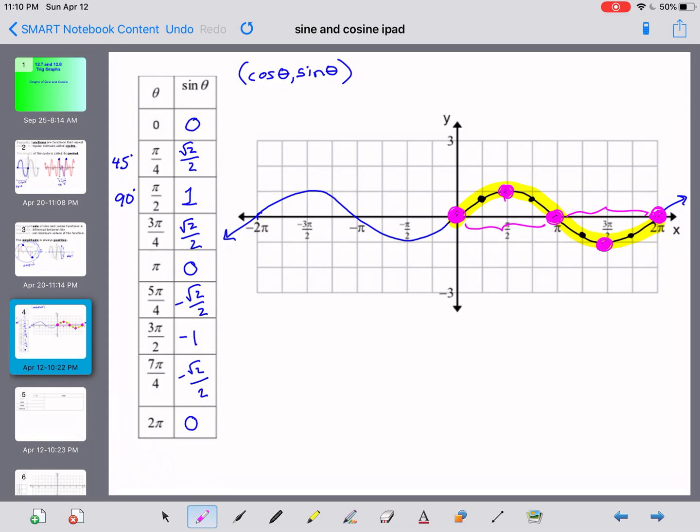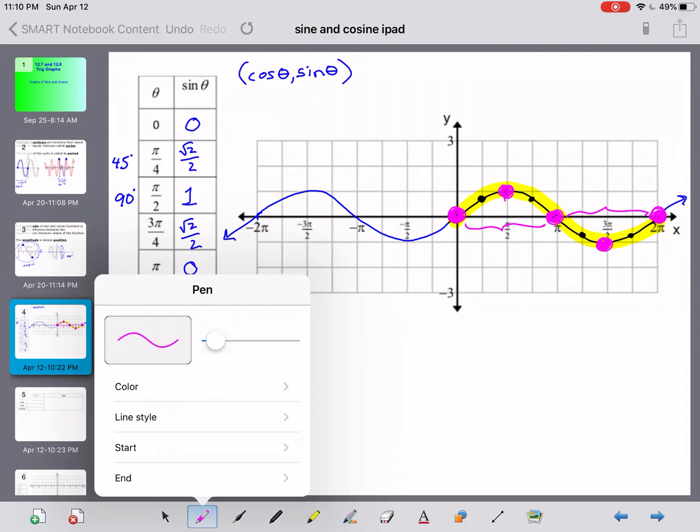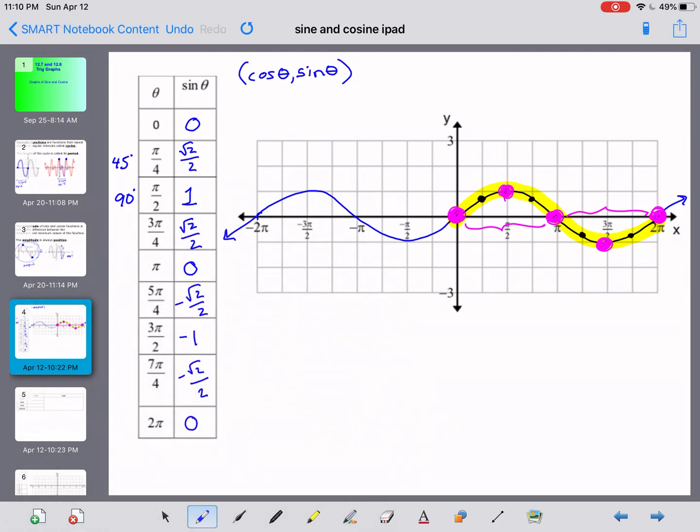They're the 5 major points of our cycle, right? It hits our max, it hits our mins, it hits our beginning and our end and our middle. So those are the only points that we are going to plot. So this is the graph of the sine function. And then those 5 points repeat and repeat and repeat. Imagine copying and pasting, copying and pasting, copying and pasting.